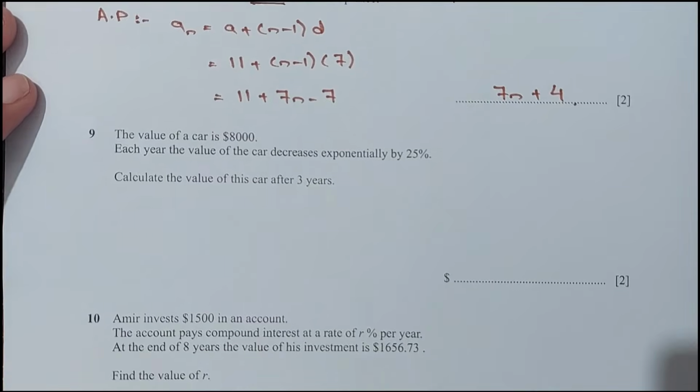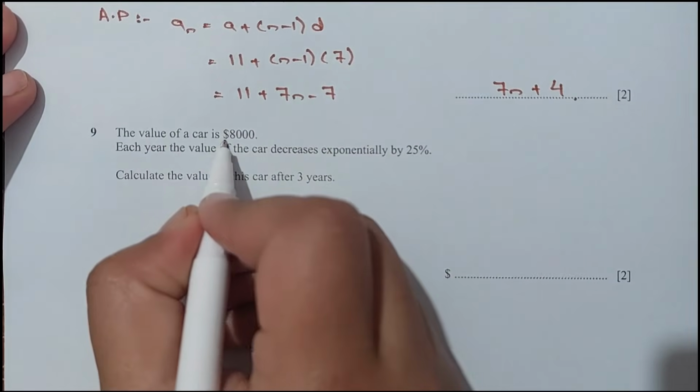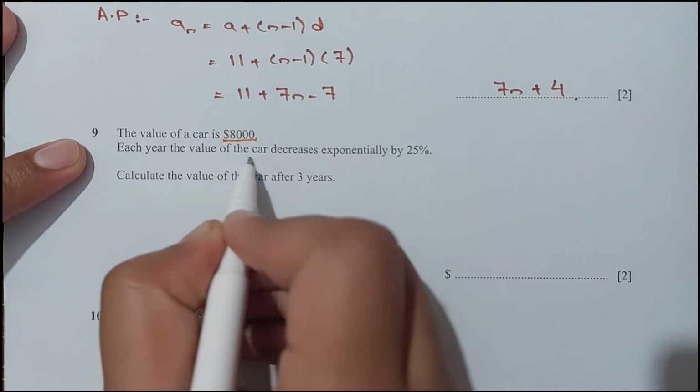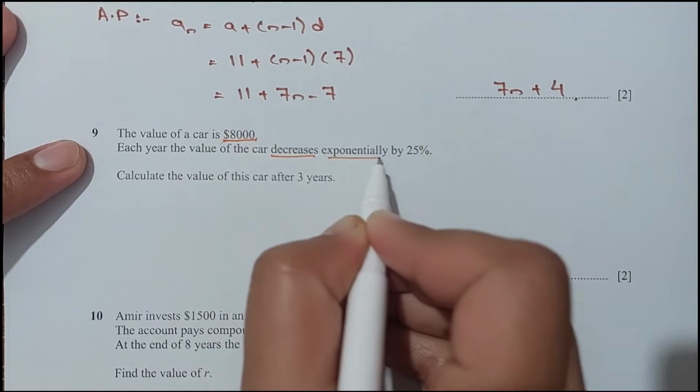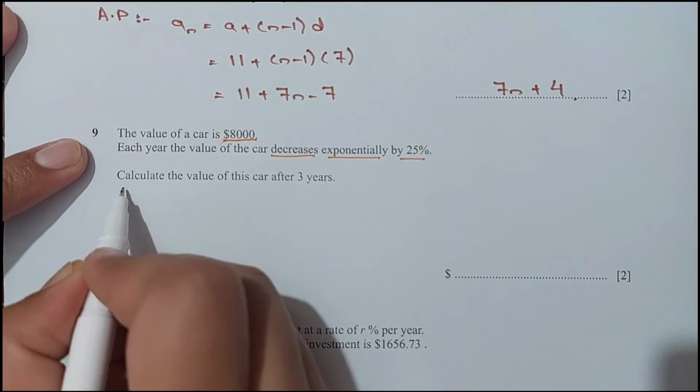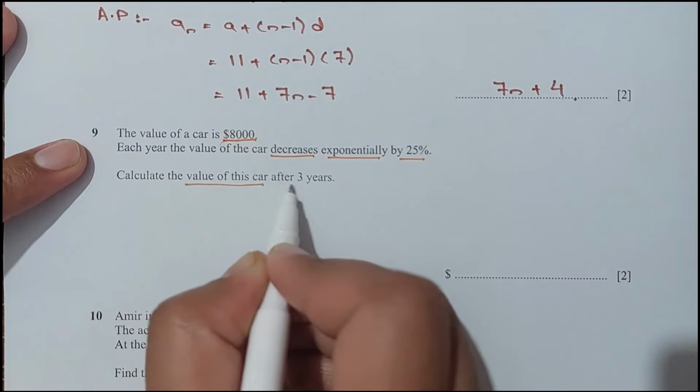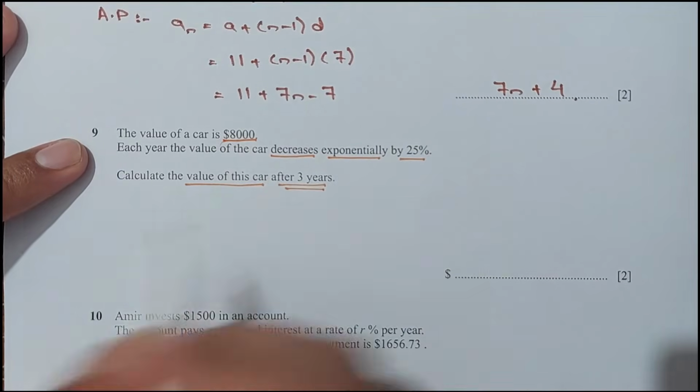Question number 9. The value of a car is $8,000. Each year, the value of the car decreases exponentially by 25%. Calculate the value of this car after 3 years.